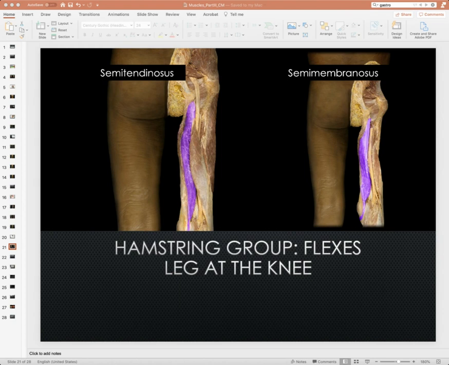Okay, here we are. Hopefully you can see this. Here is an APR view of the hamstring muscles. Let's get a view of flexion of the leg at the knee. This is the anterior side of the body where you can see the hand, and the posterior side where the leg is now extended.